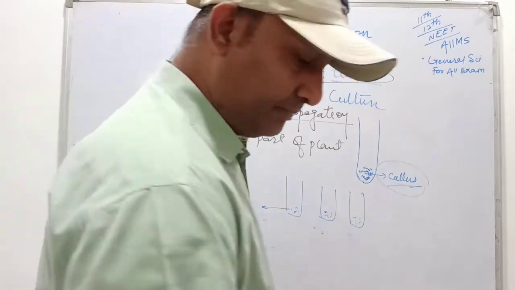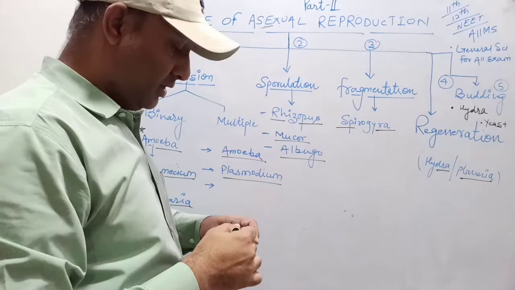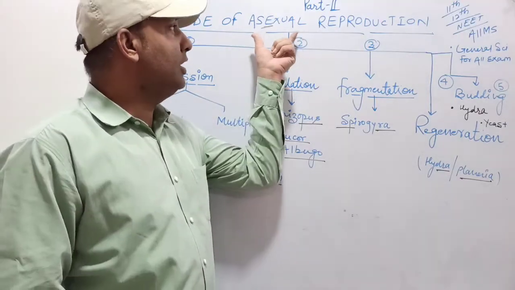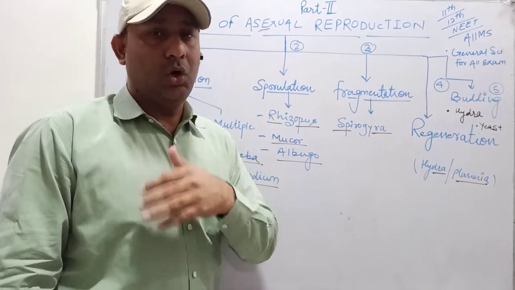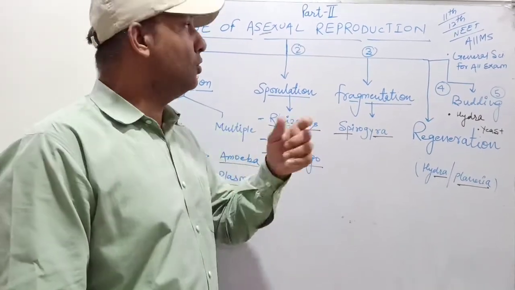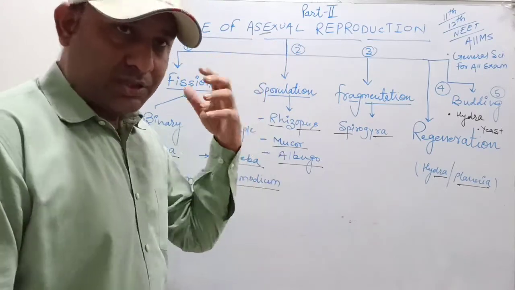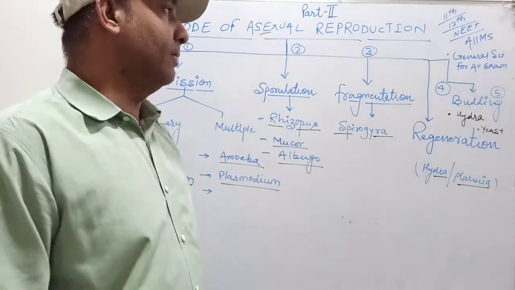In our next topic, the definition, as I explained in the last class: the process by which an organism produces new ones without the help of reproductive organs and reproductive cells is called the asexual mode of reproduction. Clear? In the next topic we will cover the modes of asexual reproduction.